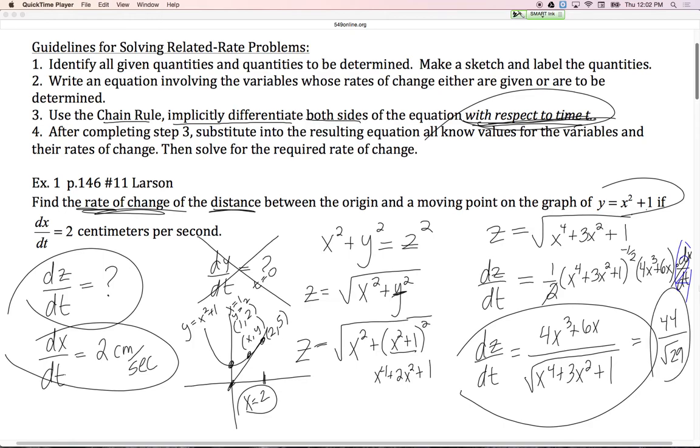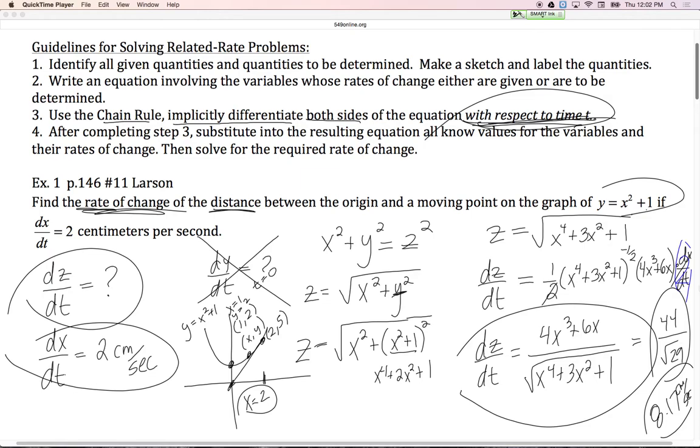So you would say at that moment, when the point gets to x equals 2, the distance between that point and the origin is changing at a rate of 44 divided by root 29, and that doesn't really make a lot of sense, so we'd probably use a decimal. What's 44 divided by root 29? So you'd say about 8.17, and we don't even have units, so we'd say centimeters per what? So at that moment, the distance between that point and the origin is changing at a rate of 8.1 centimeters per second at that moment.